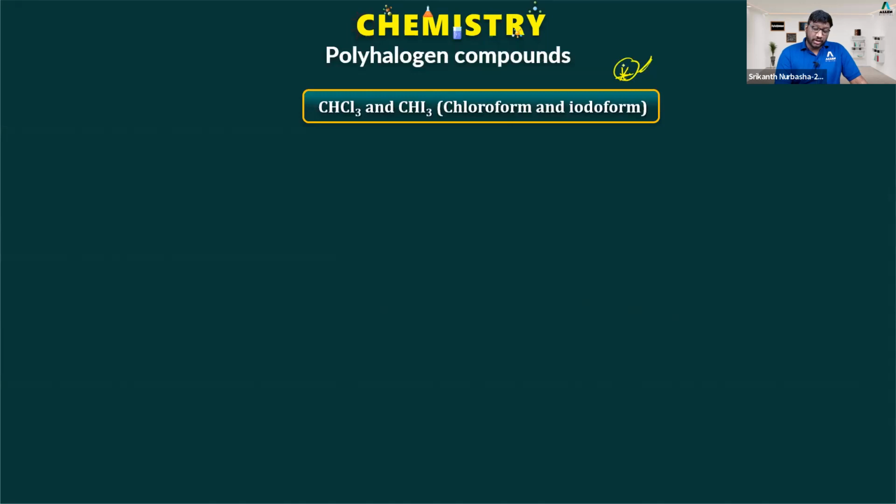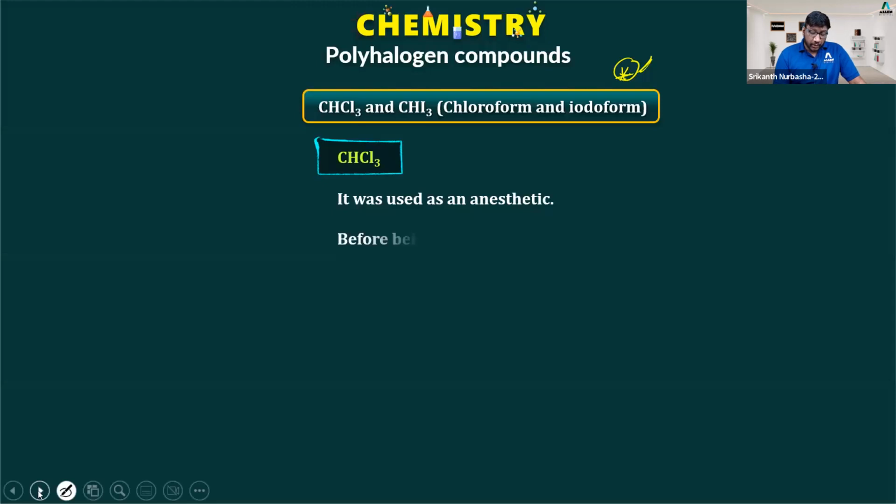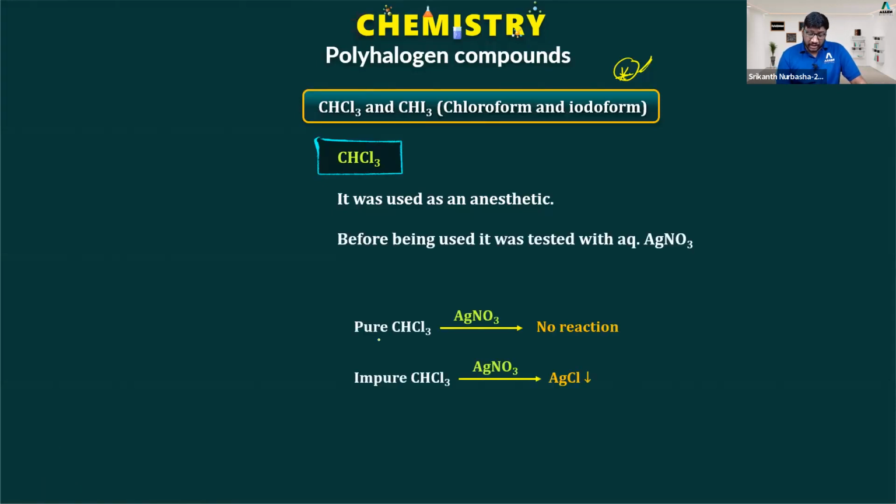Then look at the polyhalogen compounds CHCl3, CHI3, chloroform and iodoform. Chloroform is used as an anesthetic, and if you want to check the purity, pure chloroform will not react with AgNO3. That means with AgNO3, pure chloroform will not have any reaction. But impure chloroform will react with AgNO3 to form AgCl. Why will pure chloroform not react with AgNO3? Because the carbon chlorine bond is a stronger bond. If you treat iodoform with AgNO3, it will form AgI. But pure chloroform will not react.